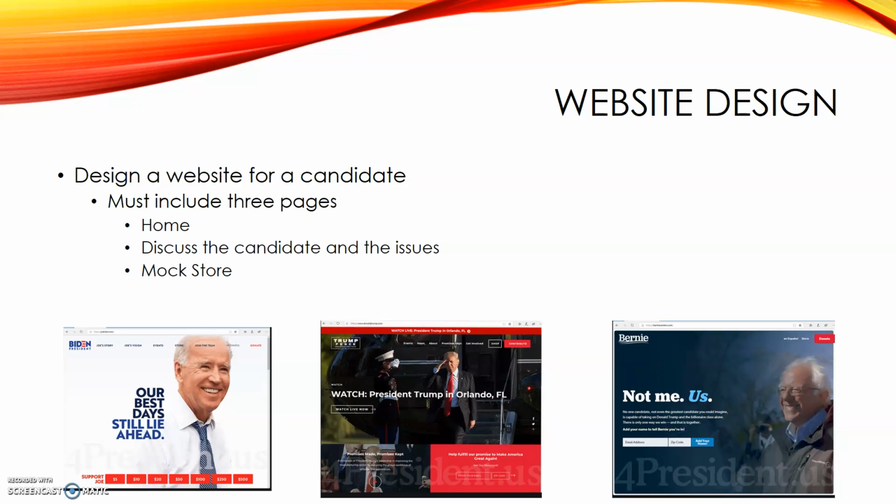I believe we said at least 3 need to be on there for them. And then also some merchandise. Okay, so it should feature 4 items in the merchandise store there. Obviously, the point of the website is to get the candidate's name out there, as well as to support said candidate.